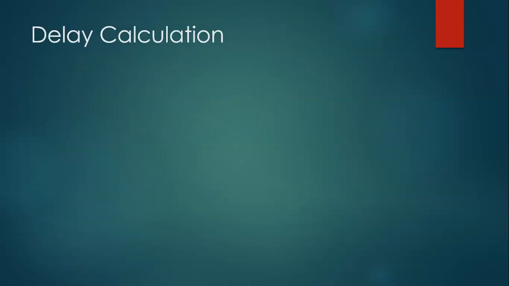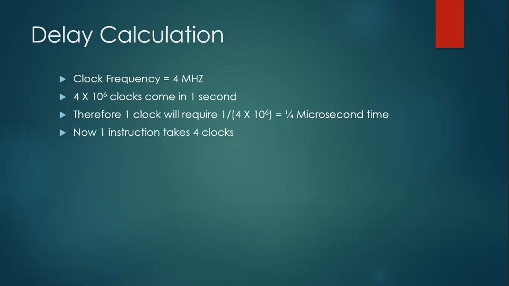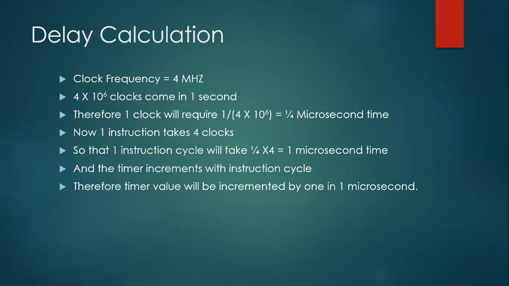Now we have to calculate the delay, how much delay is getting generated. Here we are using a clock frequency equal to 4 megahertz. So 4 into 10 to the power 6 clocks come in 1 second. Therefore, one clock will take 1 by 4 microsecond. Now, one instruction takes 4 clocks, so one instruction cycle will take 1 by 4 into 4, that is 1 microsecond. And the timer increments with the instruction cycle. So the timer value will be incremented by 1 in 1 microsecond.